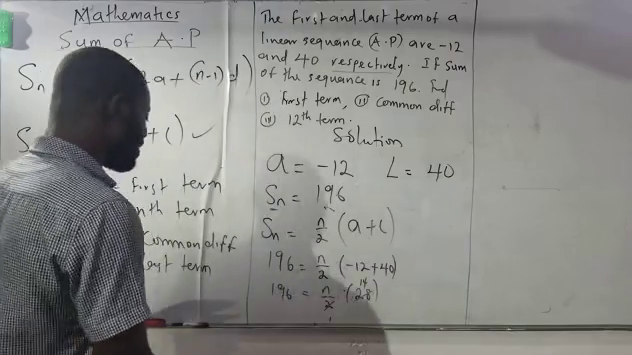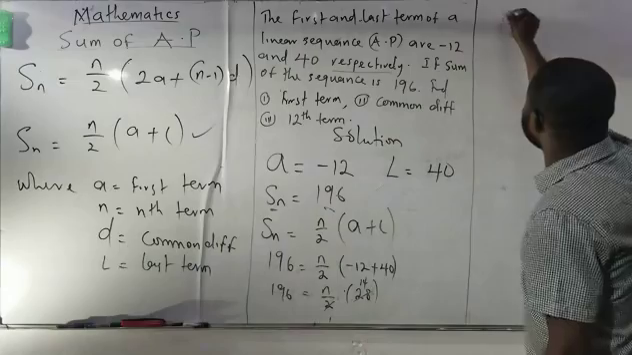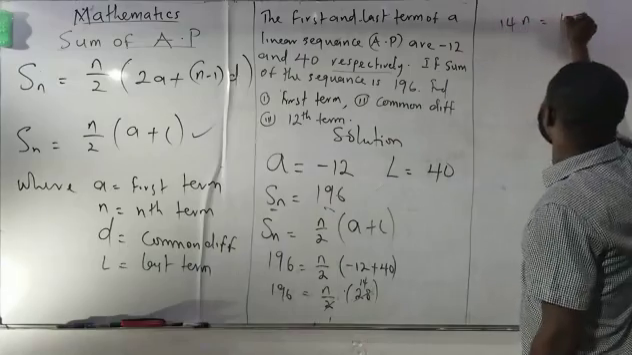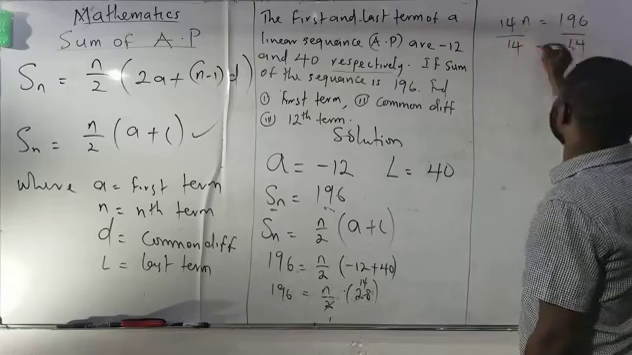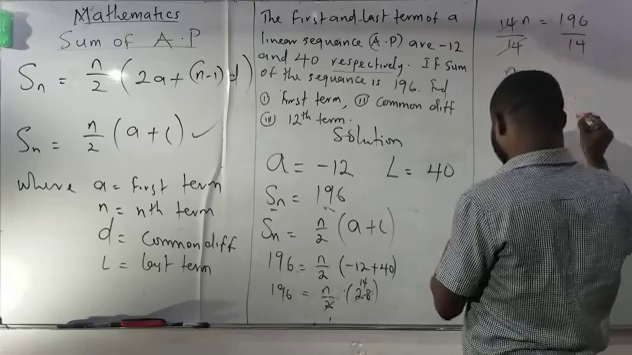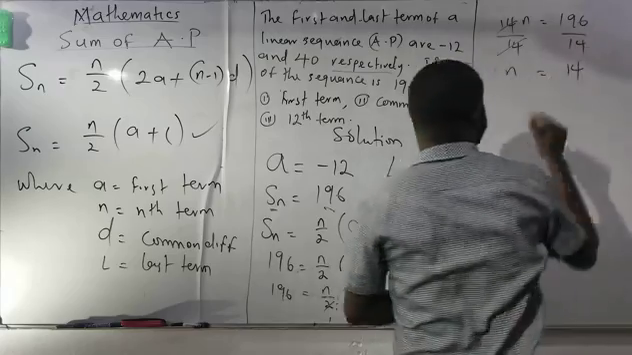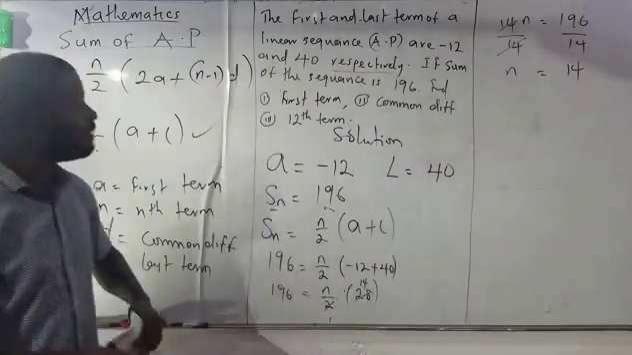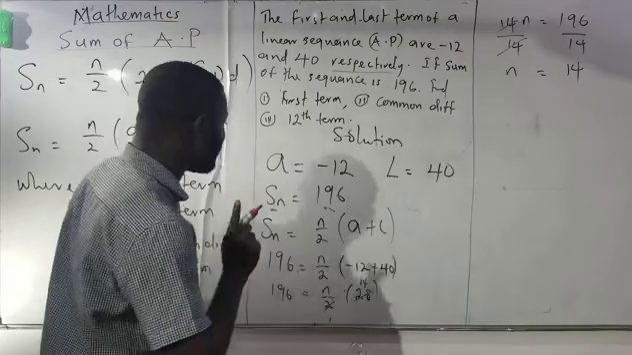Now, I can divide both sides. It means I'll be having 14n equals 196. Divide both sides by 14, so the 14s cancel. n will be equal to 196 divided by 14, which is 14. It means my n is 14.